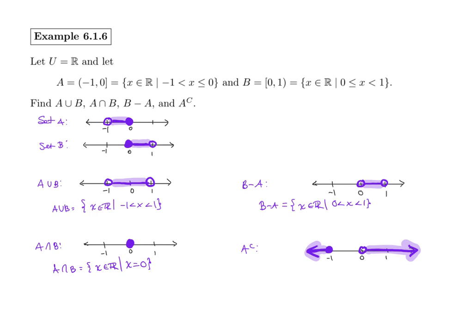What does that look like in set builder notation? Well, A complement would be the set where x is a real number such that -1 is less than x or x is greater than 0. We could do the same thing to find B complement, even though I didn't have it drawn here. B complement would have an open circle at 0 going to the left and a closed circle at 1 going to the right. It would look very similar to A complement.